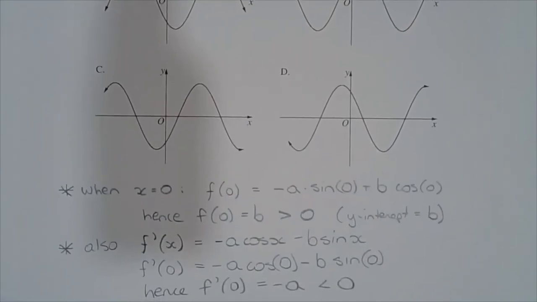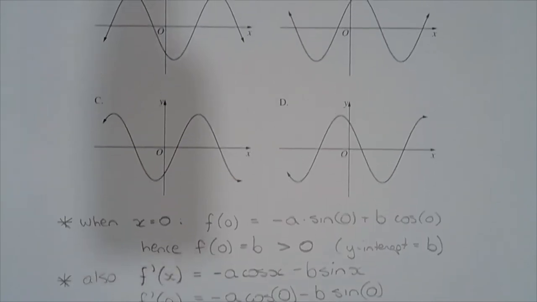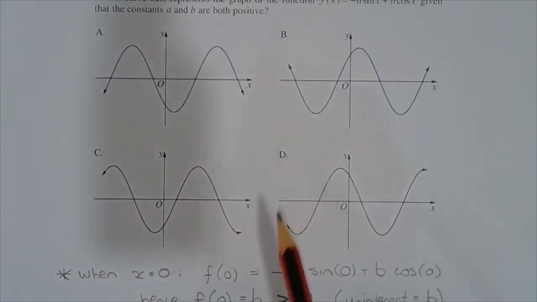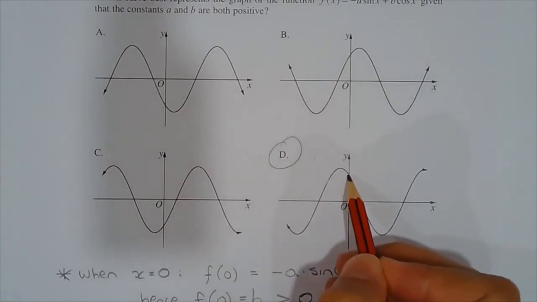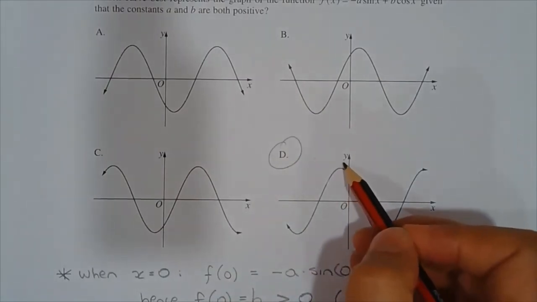The next consideration is the gradient of the tangent at the y-intercept. F dash of x is equal to negative a cos x minus b sine x. F dash of 0, so the gradient at the y-intercept, so when x equals 0, is equal to negative a cos 0 minus b sine 0. Now sine 0 is equal to 0 and cos 0 is equal to 1. Hence, f dash of 0 is equal to negative a, which is negative. Hence the answer is option D, since the gradient of the tangent at the y-intercept is negative.